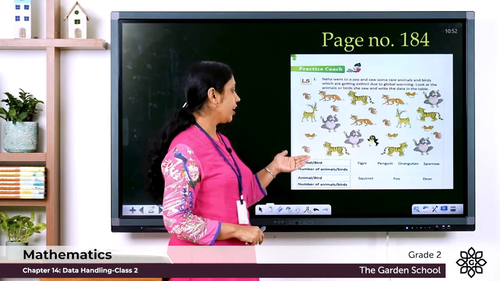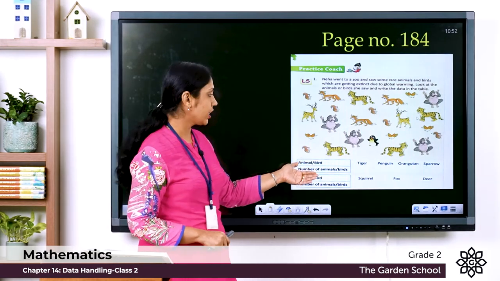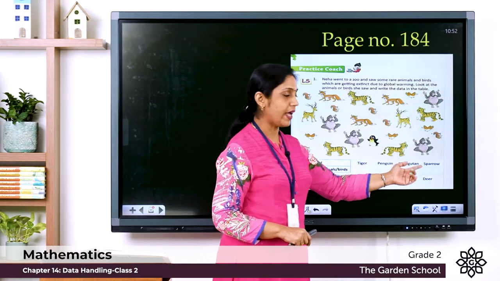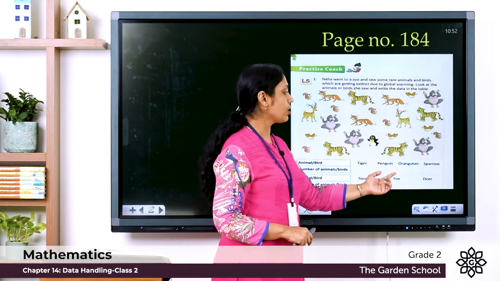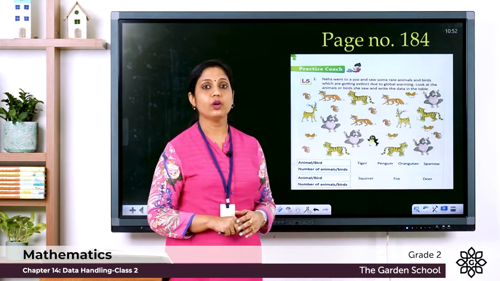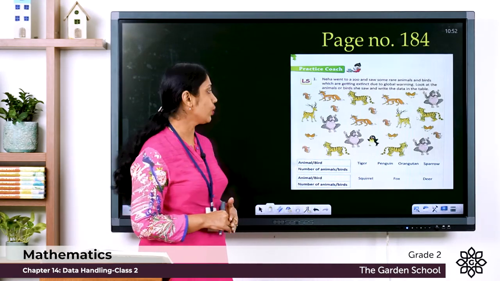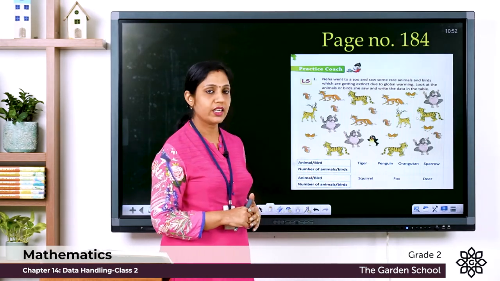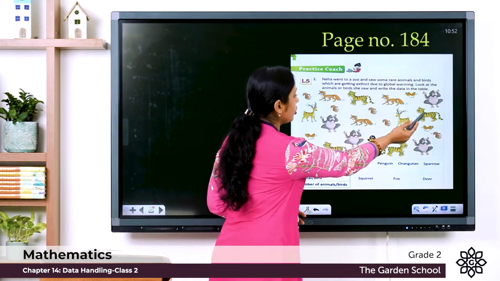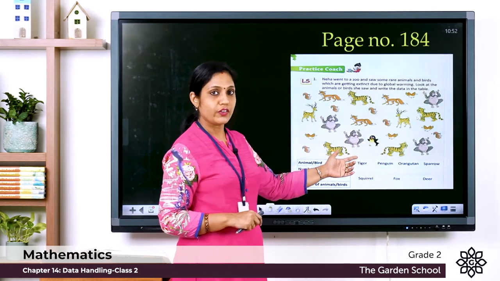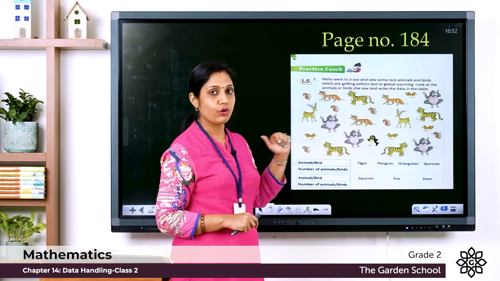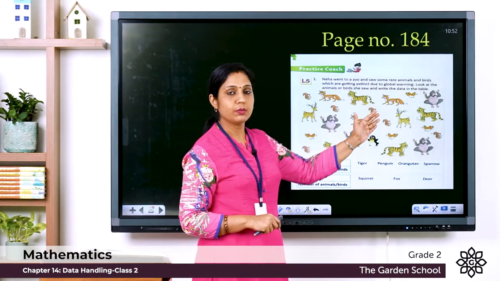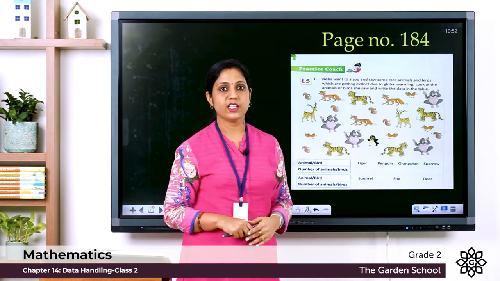Here you can see the names of animals or birds are given. That is tiger, penguin, orangutan, sparrow, squirrel, fox and deer. Now we have to find out the number and write it below each one. So first let's find out the number of tigers. So how many tigers are there in this picture? 1, 2, 3, 4. So you can write under tiger 4. Similarly, find out the number of other animals and birds and write down here in the space provided.